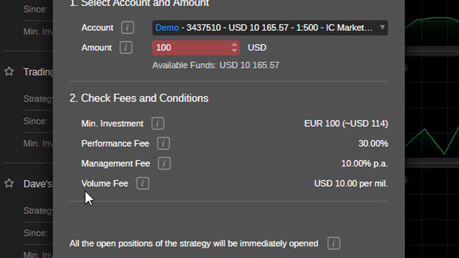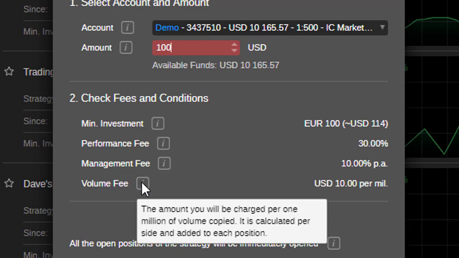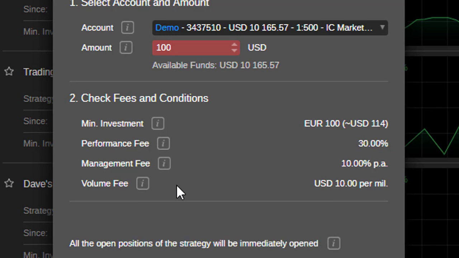Now let's look at the last one. The last one is the volume fee. So the volume fee is the amount you will be charged per 1 million of volume copied. It is calculated per side and added to each position. Which means every time you open a position, you will pay this volume fee.